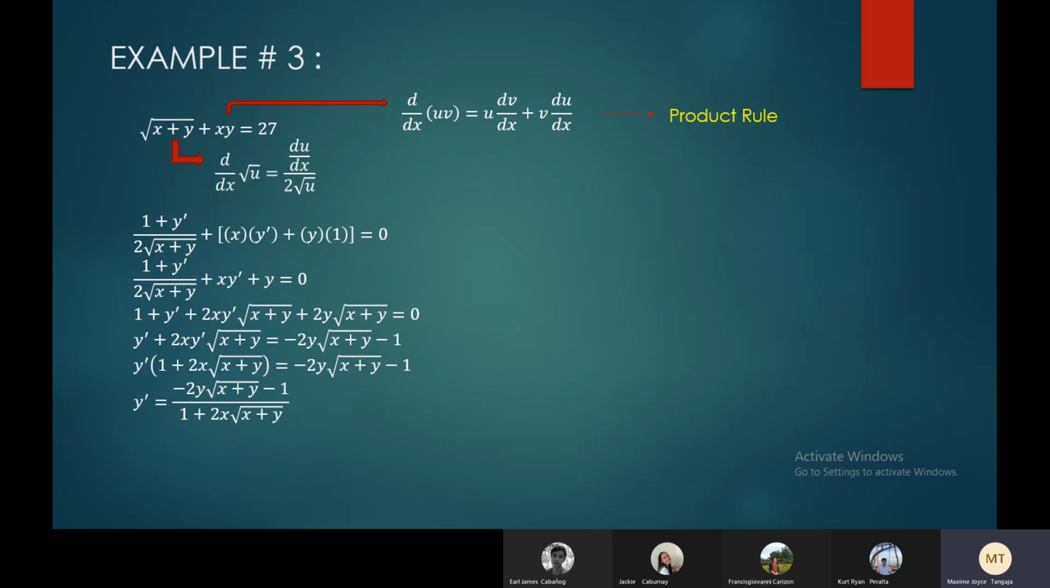Group ang expression nga naay y prime. So y prime plus 2x y prime times square root of x plus y is equal to negative 2y square root of x plus y minus 1. Y prime, so parenthesis, 1 plus 2x square root of x plus y is equal to negative 2y square root of x plus y minus 1. So, i-divide both sides by 1 plus 2x square root of x plus y. Y prime is equal to negative 2y square root of x plus y minus 1 all over 1 plus 2x square root of x plus y.